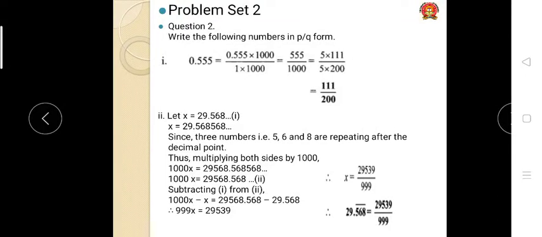Good morning, students. Today I am going to explain some examples from problem set second. That is the problem set of real numbers.